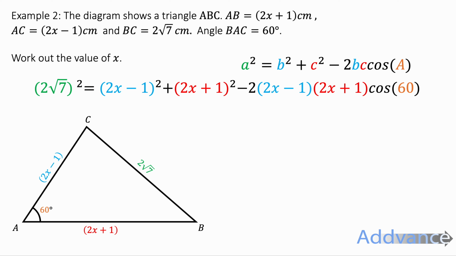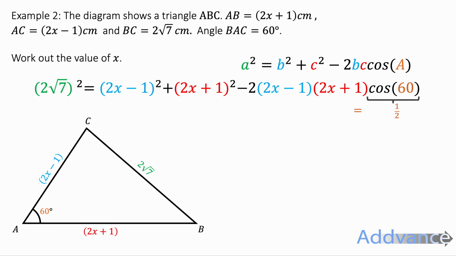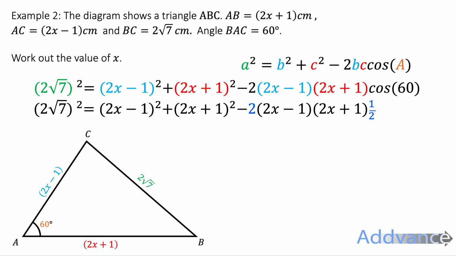Okay. Now we're going to try and simplify this. And this is quite a lot of algebra, so I'm going to try and simplify it step by step. Let's start with the cos 60. Cos 60 on your calculator is a half. So immediately replace the cos 60 with 1/2. Now we've got the 2 and the half here. The 2 times 2x minus 1 times 2x plus 1 times a half. And that 2 times a half disappears because 2 times a half is 1. And when you times it by 1, you can just get rid of it. Like that. So the 2 times a half disappeared.